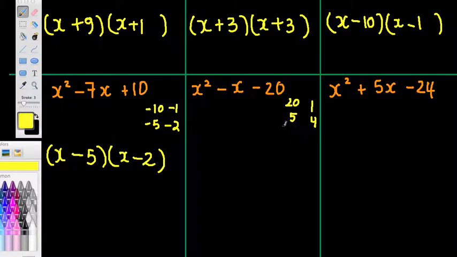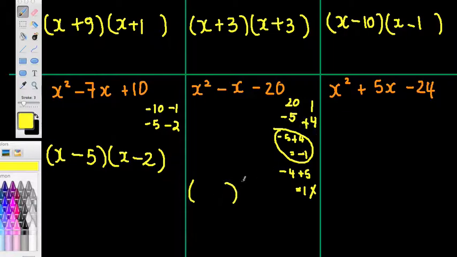So 1 must be negative, and when I add them, I've got to get -1. So what if I had -5, +4? -5 plus 4 equals -1. So this works. If I did it the other way, if I did -4 plus 5, that is +1. So that does not work. So this is what I'm going with, -5 and +4.